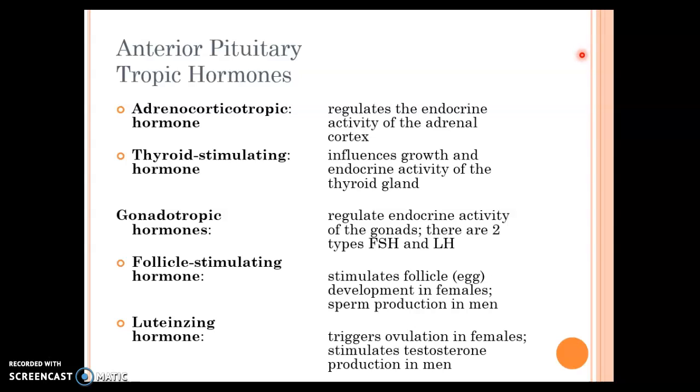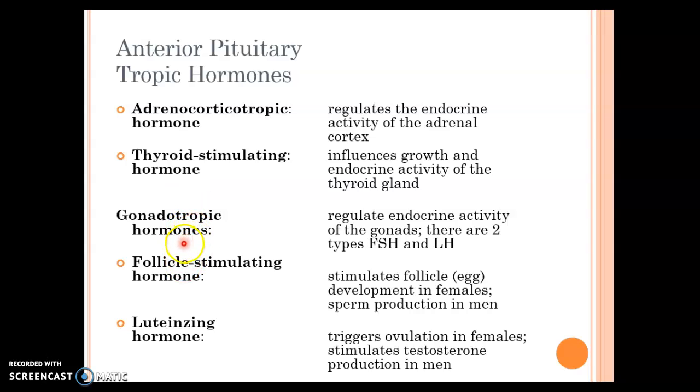All right, so here are our 4 tropic hormones that come from the anterior pituitary, and they have super fun names. Adrenocorticotropic hormone. Well, it's a tropic hormone, meaning that this hormone stimulates another gland to produce hormones. And let's look at the word parts. Adrenocortico, adrenal cortex. This hormone stimulates the adrenal cortex to produce its hormones. Thyroid stimulating hormone. Well, that sounds pretty clear to me. It stimulates the thyroid gland to produce its 2 hormones.